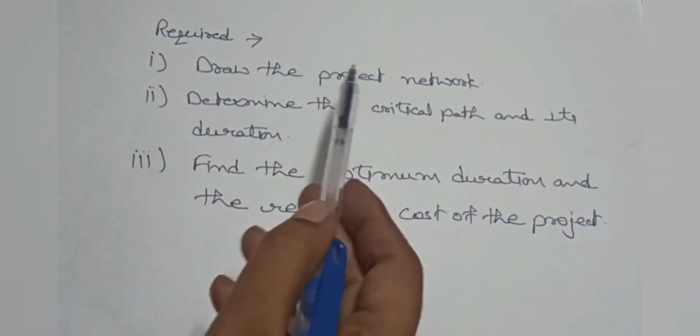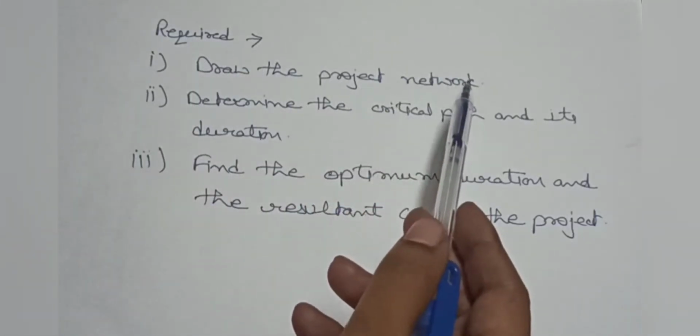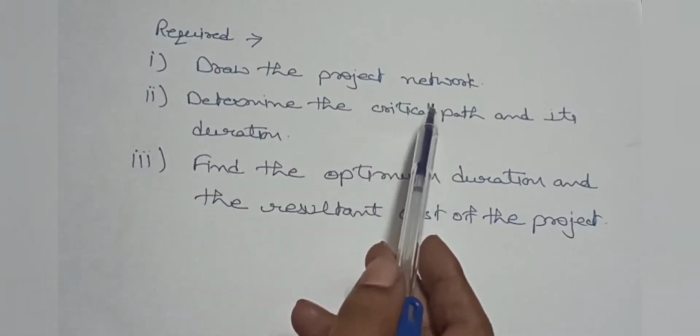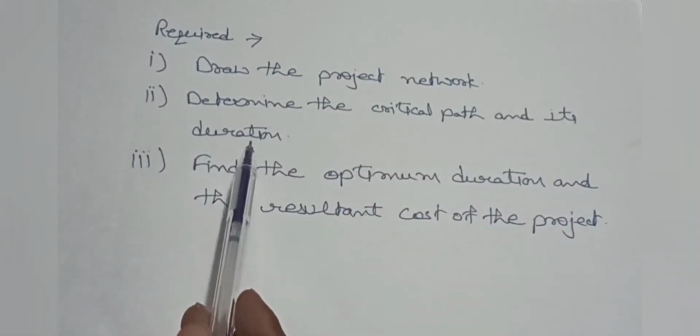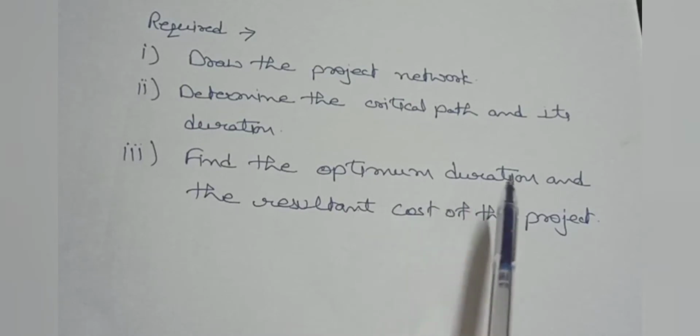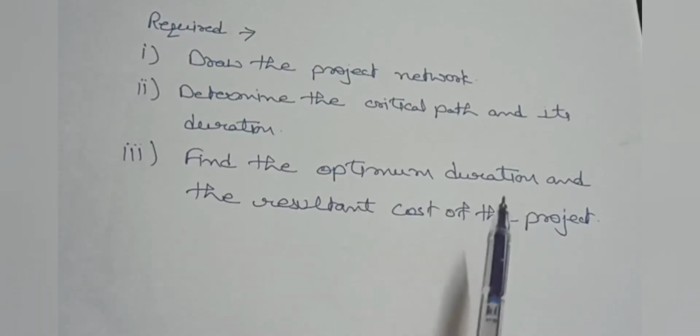And the requirement is we have to draw the project network, then we have to determine the critical path and its duration. Then we have to find the optimum duration and the resultant cost of the project. So now we have to calculate the problem.